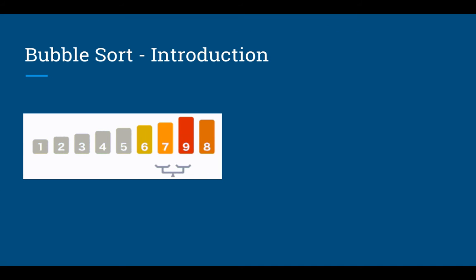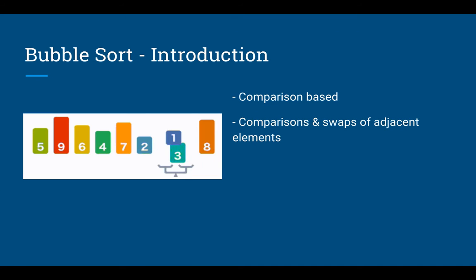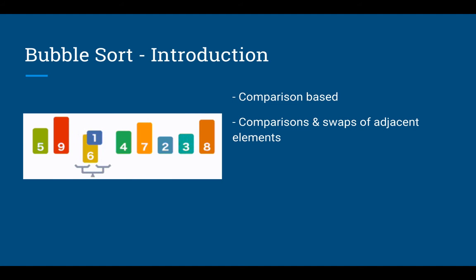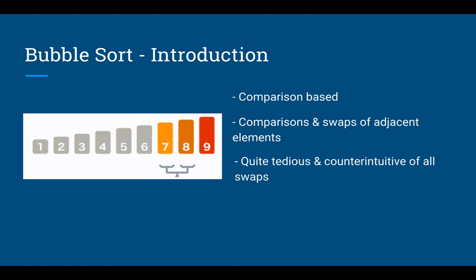Okay, bubble sort. So bubble sort is basically a comparison-based sorting algorithm that involves comparing and swapping adjacent elements if they're out of order. If n elements are to be sorted, the process will repeat itself n-1 times until completion. Out of all the other sorts, it is the most tedious and counterintuitive in comparison to, let's say, insertion sort, mostly because of its simplicity, so it is less efficient.